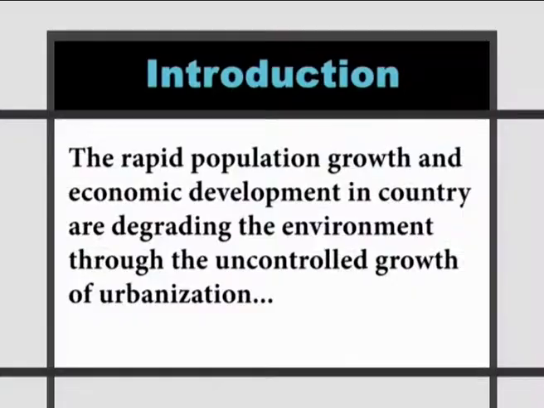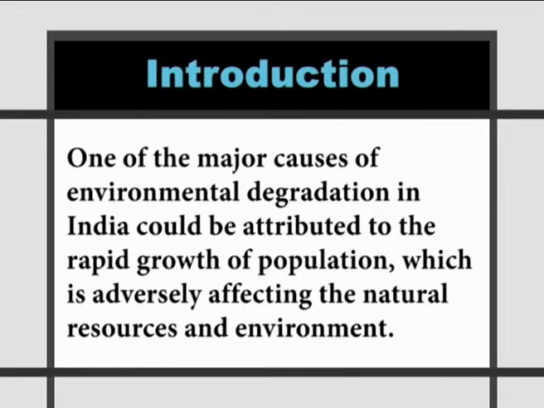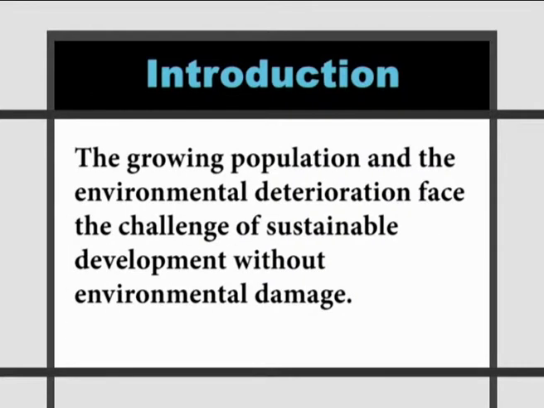So let's begin. The rapid population growth and economic development in the country are degrading the environment through the uncontrolled growth of urbanization and industrialization, expansion and intensification of agriculture, and the destruction of natural habitats. One of the major causes of environmental degradation in India could be attributed to the rapid growth of population, which is adversely affecting the natural resources and environment. The growing population and the environmental deterioration face the challenge of sustainable development without environmental damage.